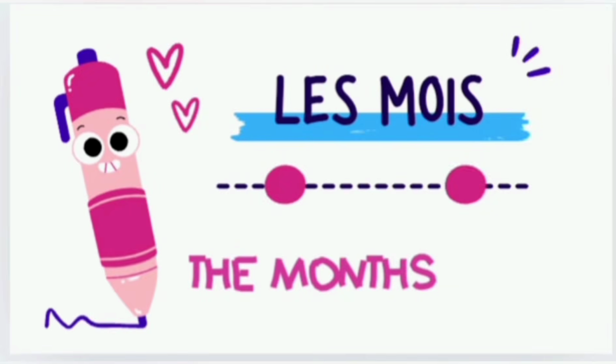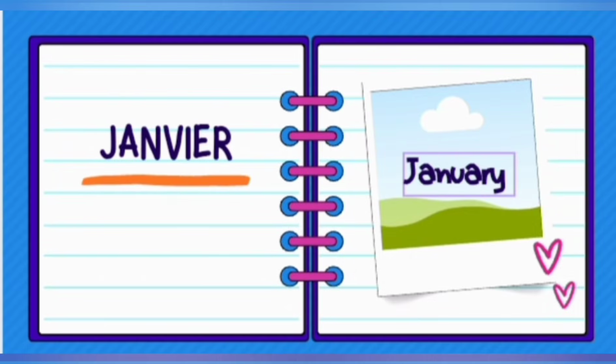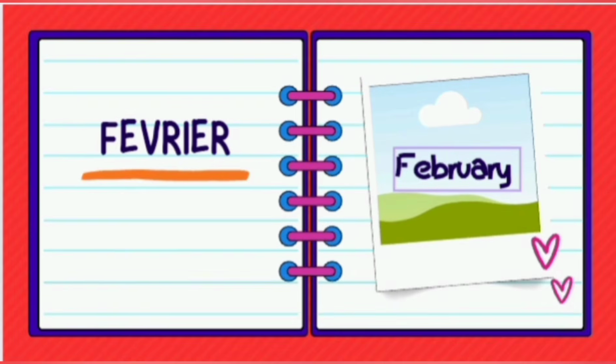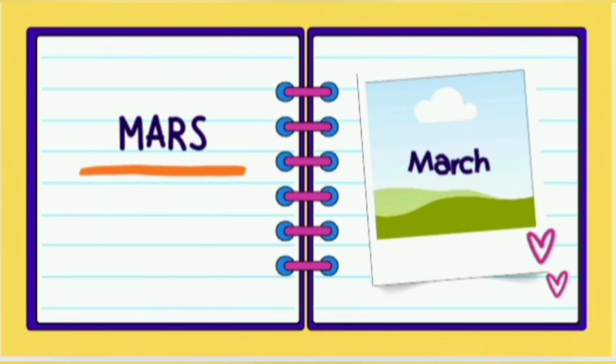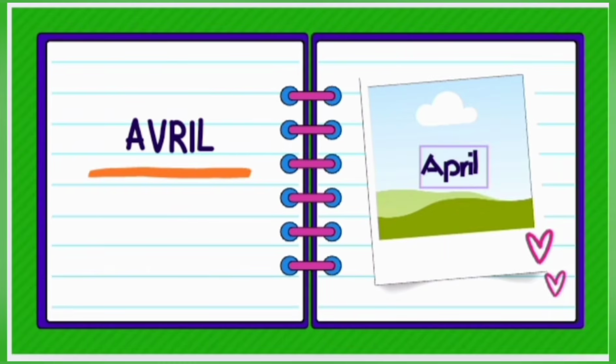The months of the year. Les mois de l'année. Janvier, January. Février, February. Mars, March. Avril, April.